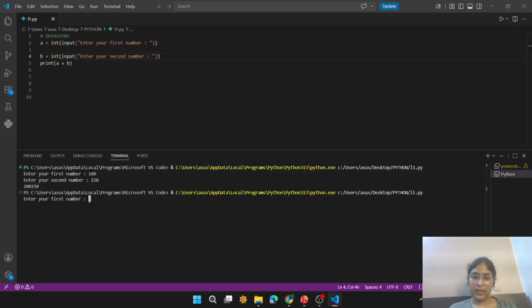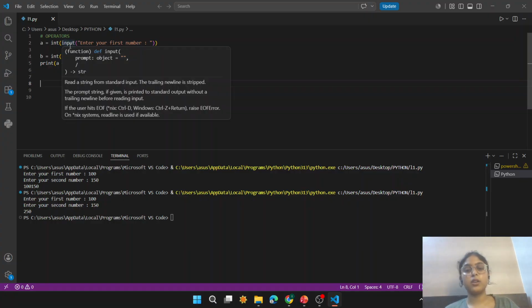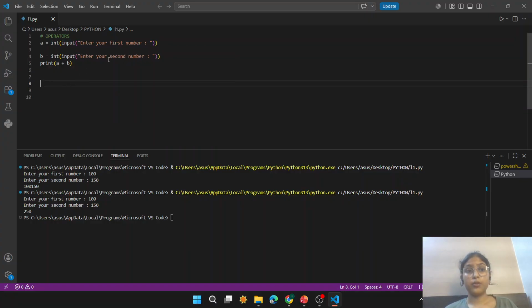I'm again adding the same numbers, 100 and 150. Now I got my answer, 250. So remember, whenever you are using the input function, if it is a string then there is no such problem. But if there is a number, please change it into an integer, float, or whatever data type you need, because the default value of input is a string. If you don't need numbers, you can directly use the input function. But if you need numbers, first you have to use typecasting and change the data types.